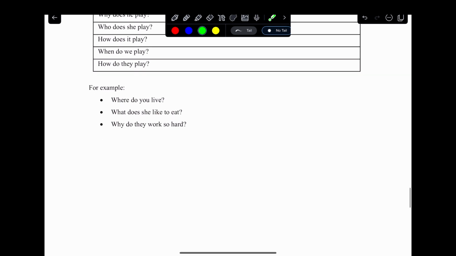For example, where do you live? Where do you live? What does she like to eat? What does she like to eat? What does she like to eat? Why do they work so hard? Why do they work so hard? Why do they work so hard?